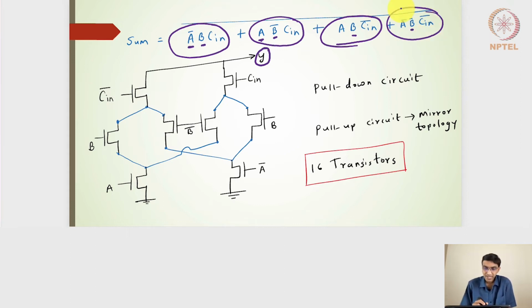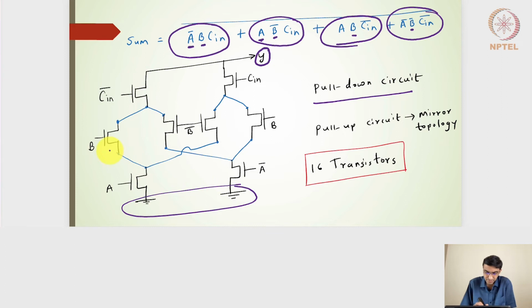Right. So having this completes our pull down design. Now the pull up side is nothing but a mirror topology. So I will have the same transistors, C in, bar C in, and B, bar B, and then A and A bar on the pull up side, which will be connected to the VDD rail instead of the ground rail.